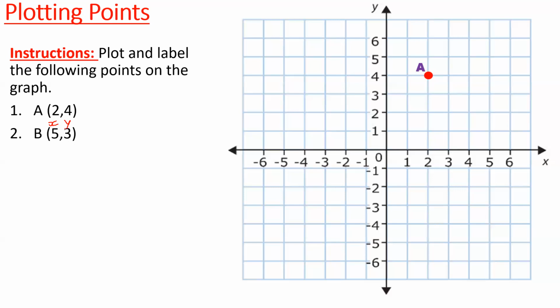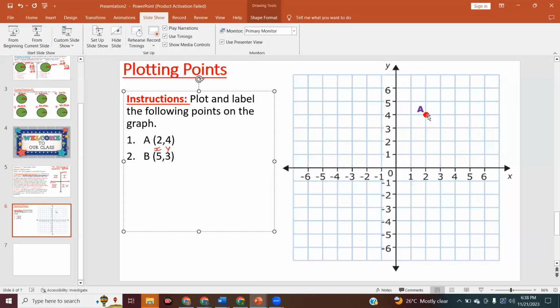Now, since that's the case, we're going to go to 5 on the X-axis. So this is 5 right there. Then we're going to go up what? It's a 3, right? We're going to go up how many times? 3 times. It's going to be 1, 2, and 3.